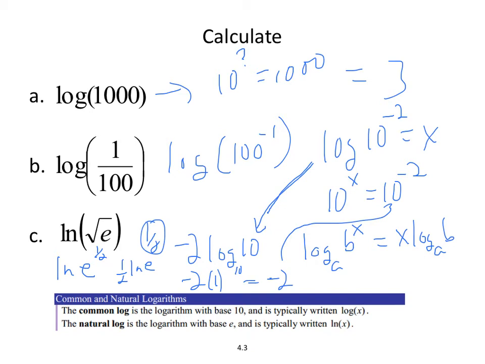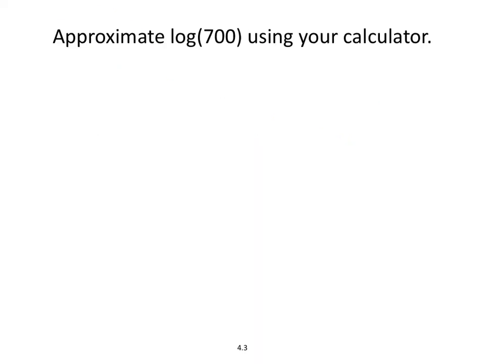If I have to evaluate log base 2 of 2 to the 5th, well, that says 2 to some power equals 2 to the 5th. X has to be 5. The log and the exponentials cancel out because it's base 2. Hopefully that helps. So now they want us to evaluate this using your calculator.